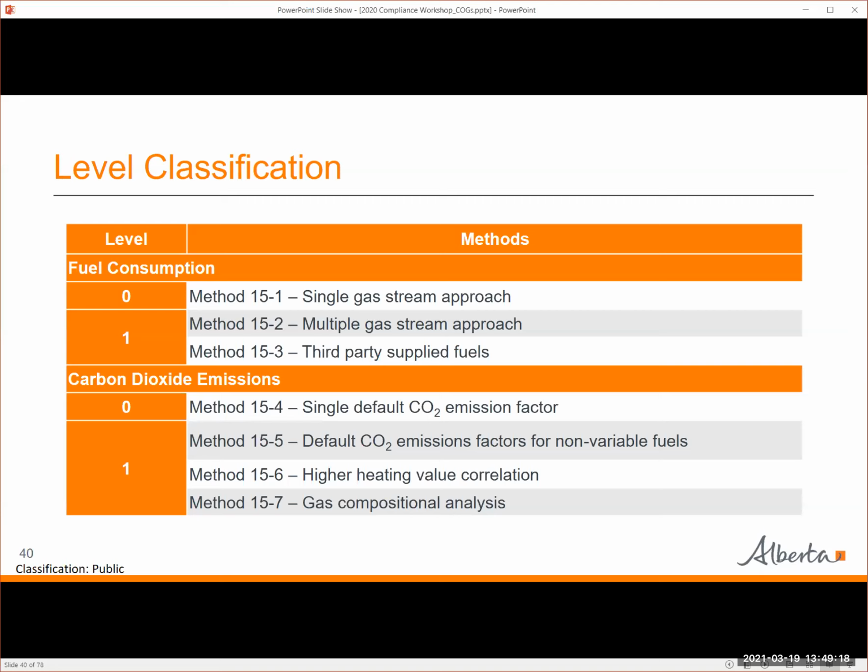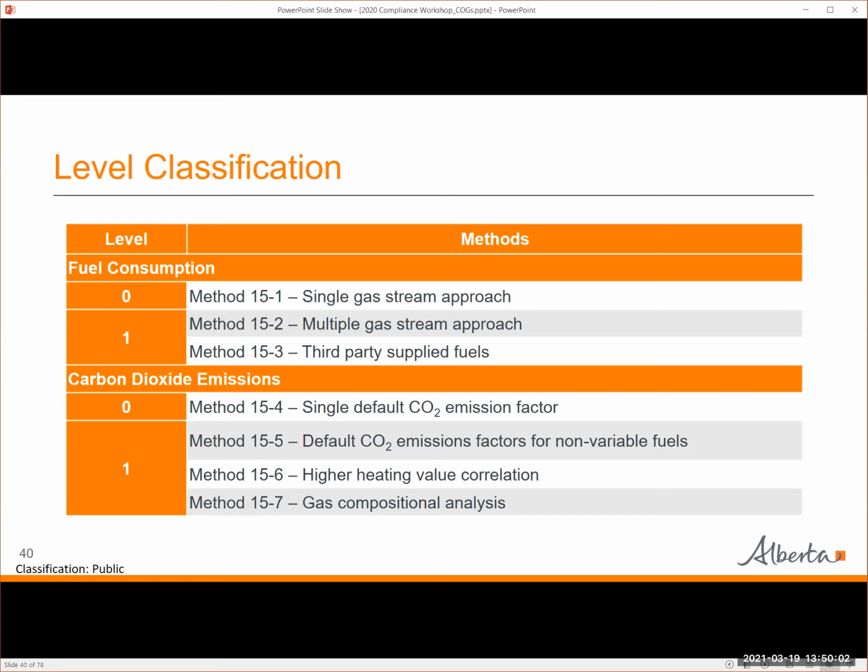And then the level 1 method really gets into looking to separate out those fuel streams into characteristic streams at a conventional oil and gas facility, and basically characterizing those fuel streams separately. And then the third method in terms of fuel consumption is looking at third-party supplied fuels. These are often fuels not reported in Petronex, for example, such as gasoline, diesel, propane purchases, things of that nature.